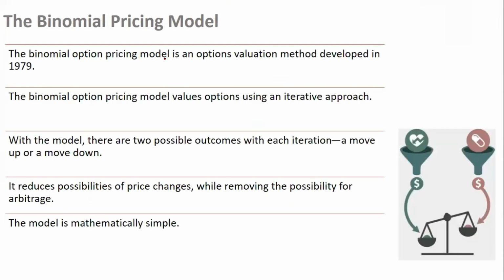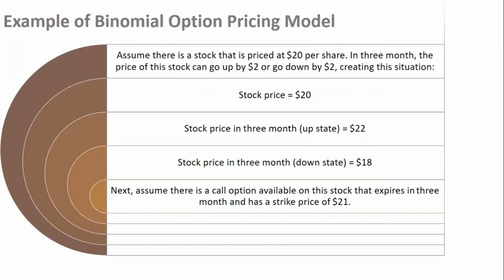So the binomial option pricing model is an option valuation method developed in 1979. It is quite a simple model which uses an iterative approach. With the model, there are two possible outcomes with each iteration: either the stock will go up or the stock will go down. So that's the simple idea around which this model has been built.